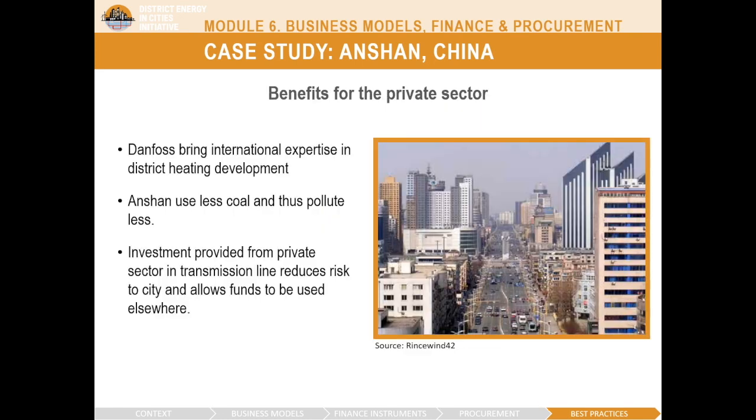Benefits of private sector in Anshan case. Danfoss brings international expertise in district heating development, enabling Anshan to use less coal and thus pollute less. They are assisting in developing additional sustainable and integrated heating solutions for the city. Danfoss also supplied the heat exchangers for waste heat connection to the steel plant. Investment provided from private sector in transmission line reduces risk to city and allows funds to be used elsewhere.